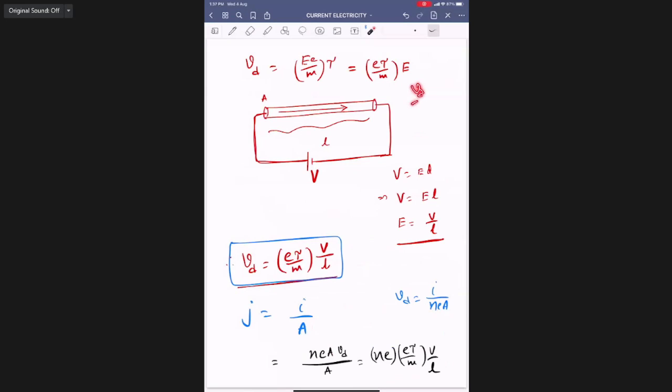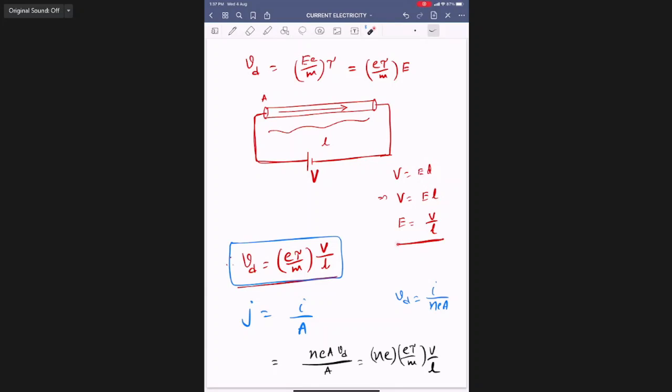So we are writing V equal to like this. Then potential difference is applied. This is high, this is low. Current is flowing across the conductor. So the length of the conductor is how much? L is nothing but d is equal to L.